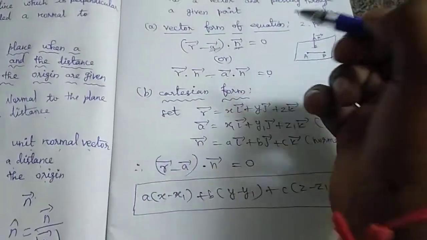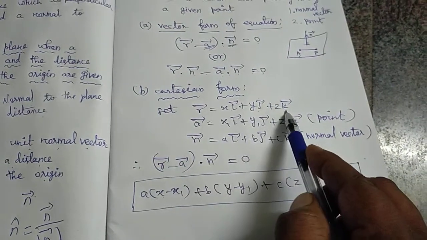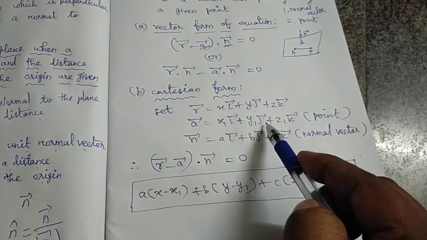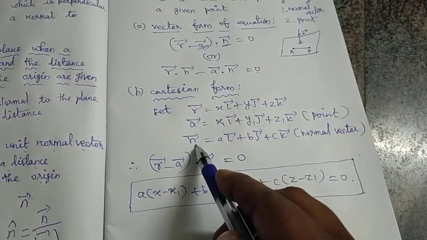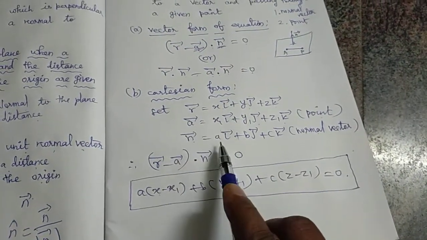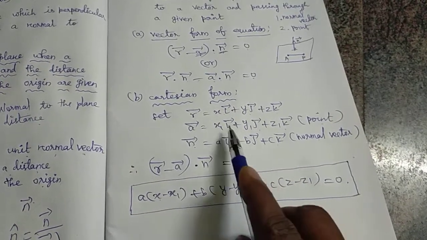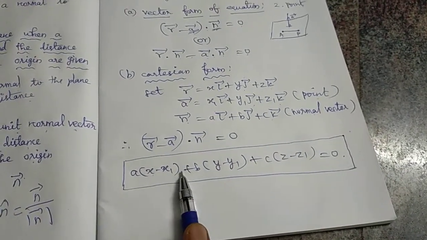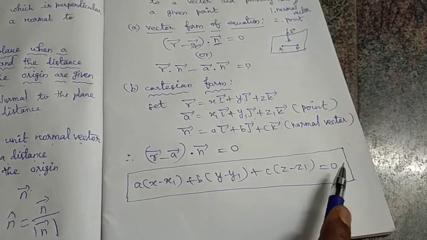Okay, children? Next, Cartesian form. R vector is x i vector plus y j vector plus z k vector. A vector is a point, so we take x1 i vector plus y1 j vector plus z1 k vector. N I already told you is the normal vector, so I take any values. Here I used a i vector plus b j vector plus c k vector. So all the values we substitute here, we get a of x minus x1 plus b of y minus y1 plus c of z minus z1 equal to 0.